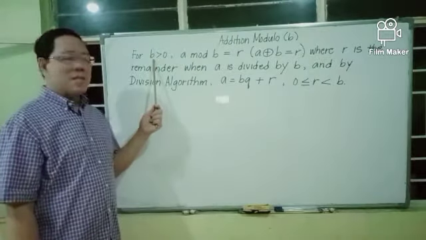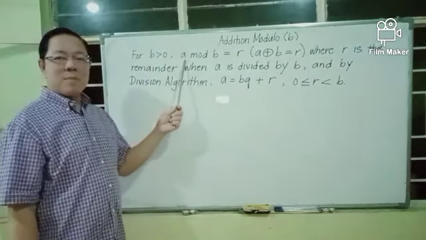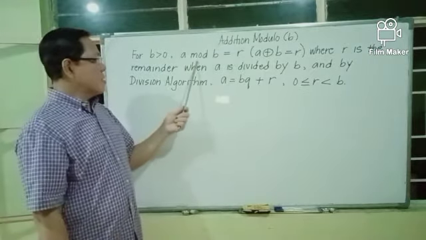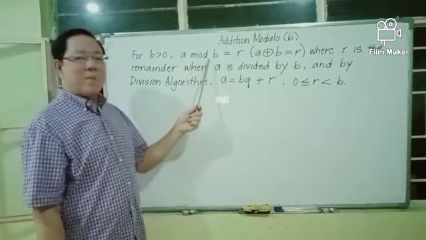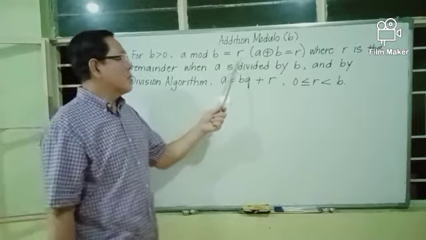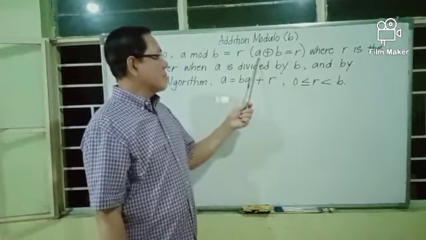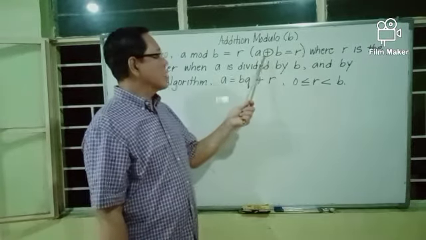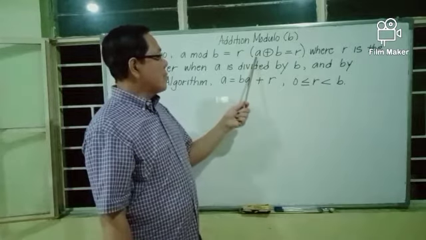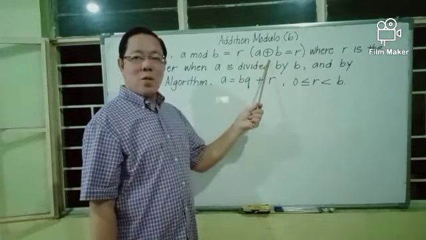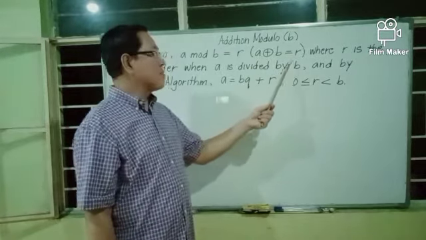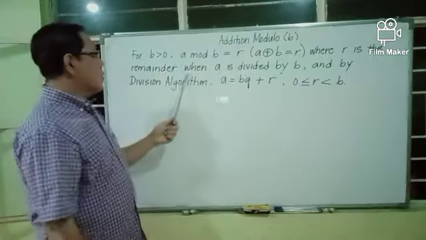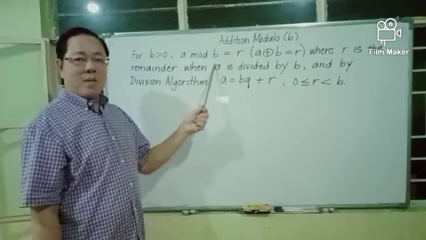For b greater than 0, we define a modulo b equals r. This is read as a modulo b equals r. Also written as, using this symbol for addition modulo, a plus b addition modulo b equals r, where r is the remainder when a is divided by b.